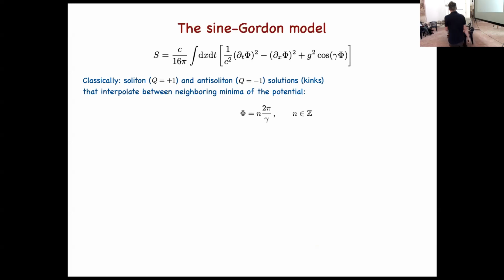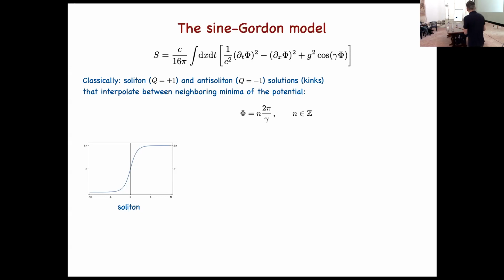First, classically, it has a very interesting set of solutions called kinks or solitons. What they do is interpolate between neighboring minima of this potential. At x minus infinity, the field phi sits in one of the minima of the cosine, which are at integer multiples of 2 pi over gamma. At x plus infinity, it sits in another minimum, and the energy density is concentrated only in the middle where this change happens. So it's a kink solution.